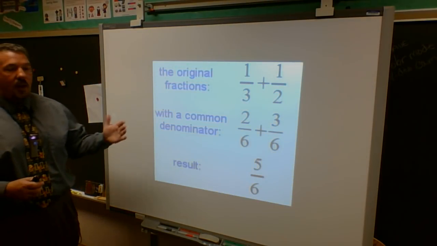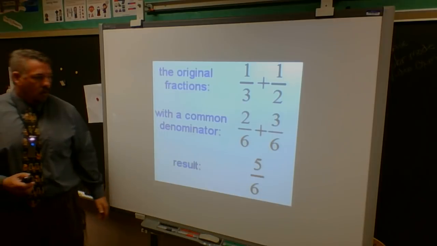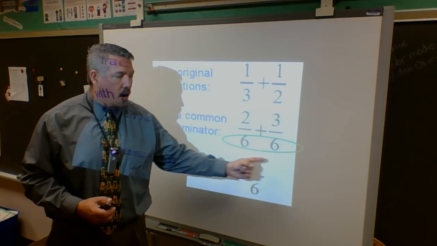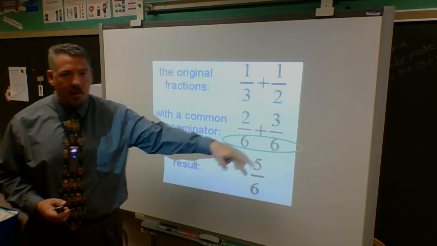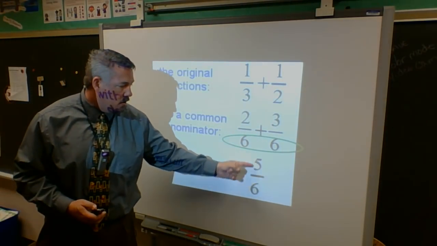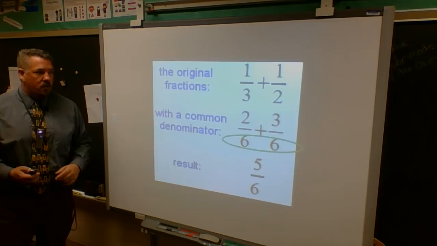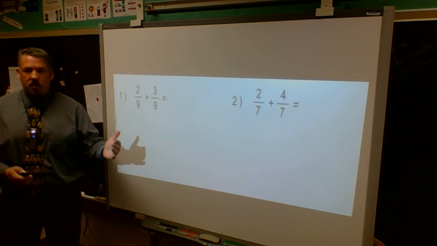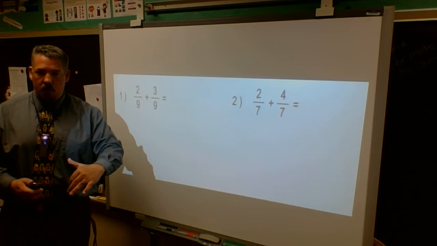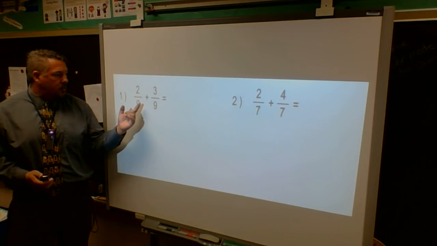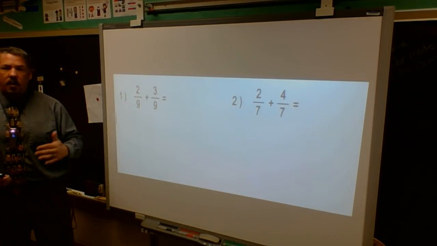So let's start with just the addition parts of it. Notice I have the created common denominators. So we had a 3 and a 2, but once we got to 6, then we keep it and we add our numerators together. I have two practice problems where we have a common denominator, and then we're going to look at not having common denominators. So if I have 2 ninths plus 3 ninths, can I add them?